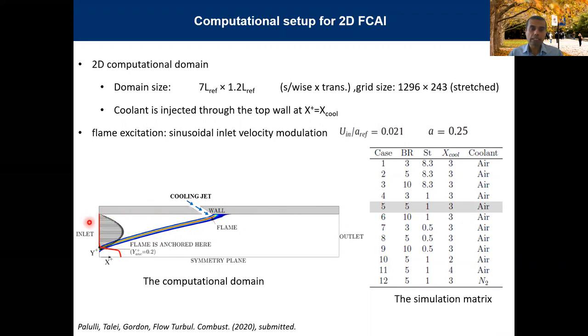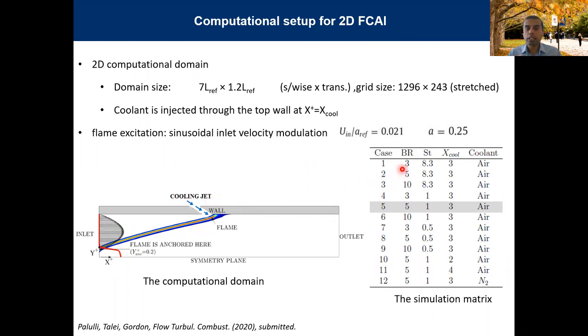We have fresh gases coming in from the left-hand side, and we're anchoring the flame using a temperature profile like this. So the red line shows the temperature profile. The flame is anchored, and then we have a cooling jet coming from the top wall, interacting with the flame. Similar to what we had for the combustion noise study, we excite the flame at the inlet, and we vary the frequency of excitation, we vary the cooling jet position.